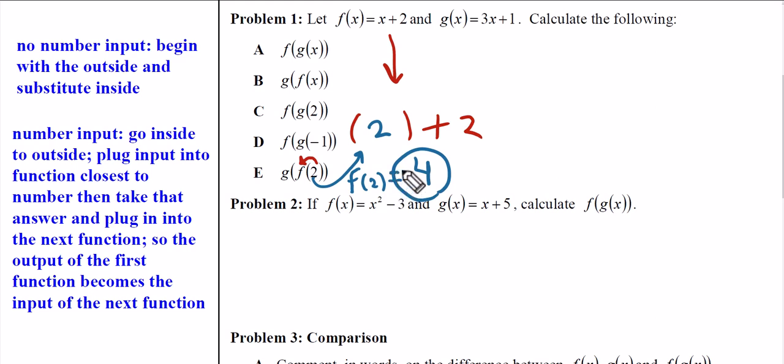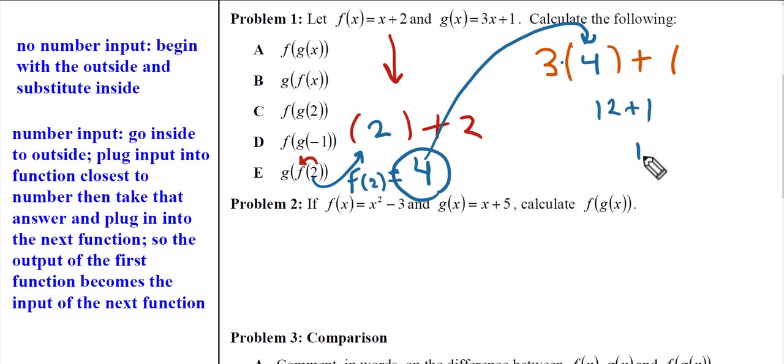The problem is not asking for just f of 2, it's asking for g of f of 2. So I take this f of 2 value and I plug it into g now. So here's g, and we're going to make some room for the input to go in. The input that's going to go in that spot is what we got from the last problem, f of 2. We do order of operations. 3 times 4 is 12, plus 1 is 13. So we propose that g of f of 2 is equal to 13.